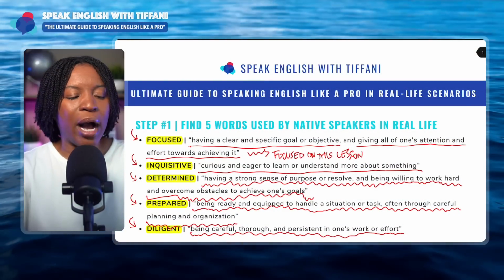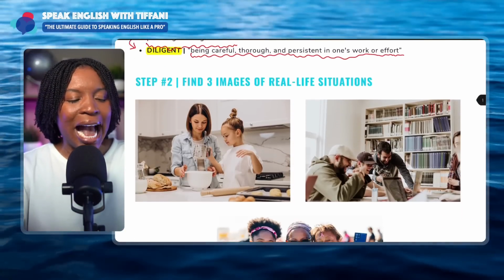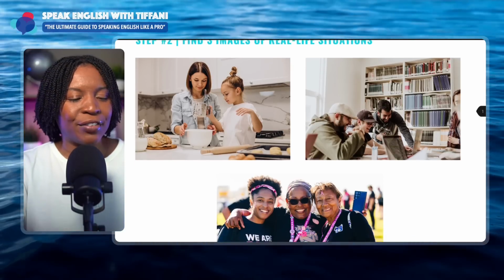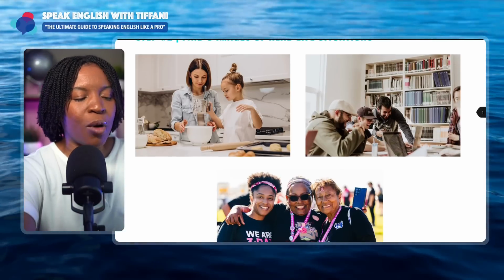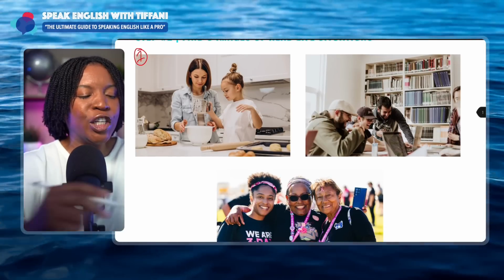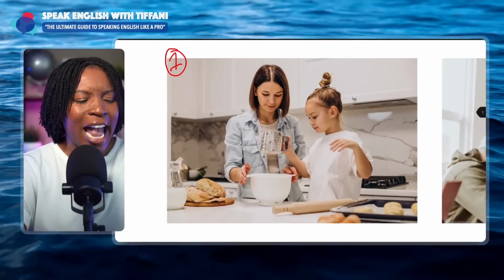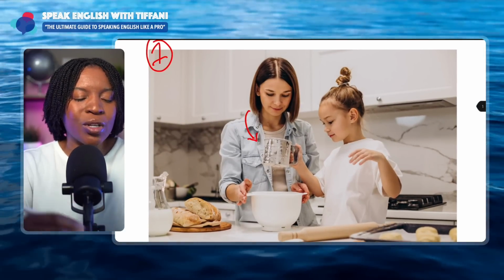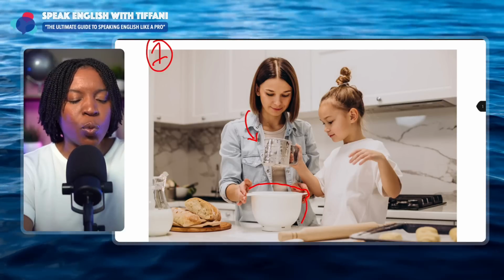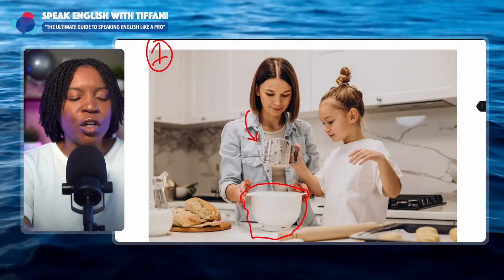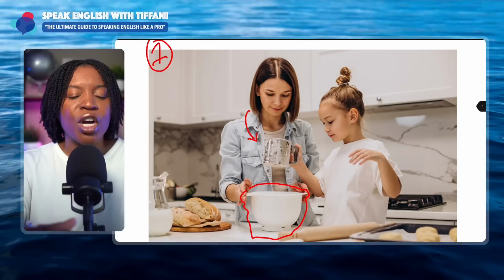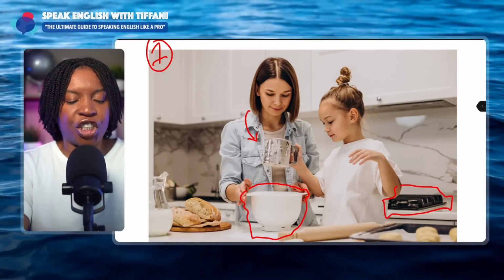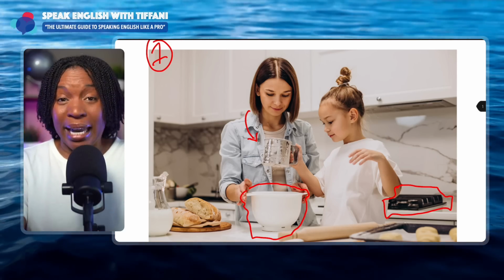So again, step 1, we have the 5 words. Now step 2, I have found 3 images of real life situations. The first image right here looks like a mom and her daughter, and it looks like they are baking bread, right? We see the cup in the little girl's hand. We see the mom, again, for those watching, she has the bowl as her little girl is holding the cup above the bowl. So this is a real life situation. We can tell that they are in their kitchen, right? Looking like they're about to bake bread.